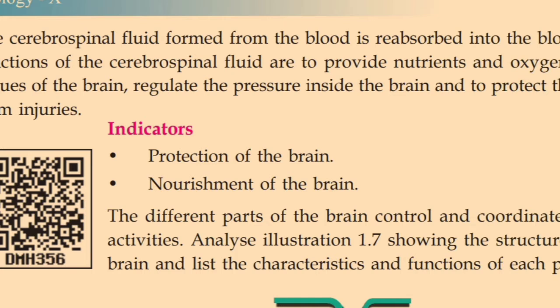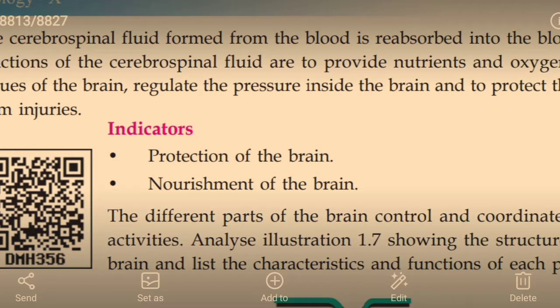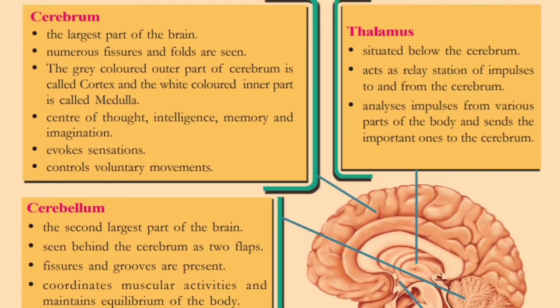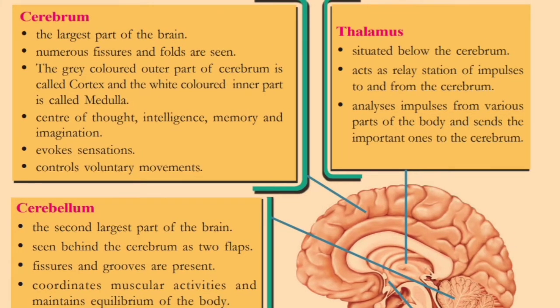Second function is that it regulates the pressure inside the brain and protects the brain from injuries. These are the functions of cerebrospinal fluid. First one, provide nutrients and oxygen to the tissues of the brain. Second one, regulate the pressure inside the brain. And third one, protection of the brain from injuries. Then the brain controls and coordinates all the activities of our body.